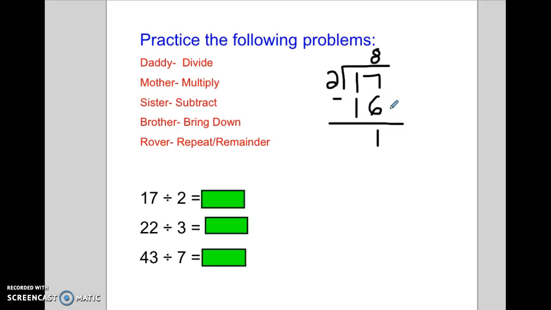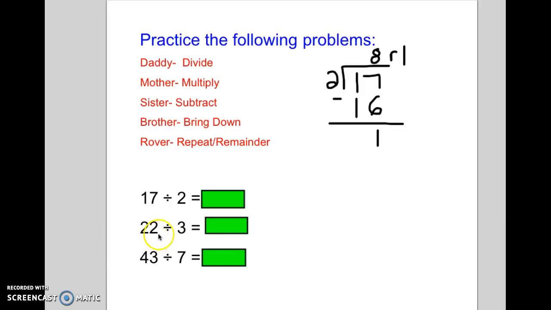So then I go on to the next one, repeat or remainder. So I can't repeat because there's nothing to bring down, and there is no remainder. So there is a remainder, which is 1. So I write remainder of 1.